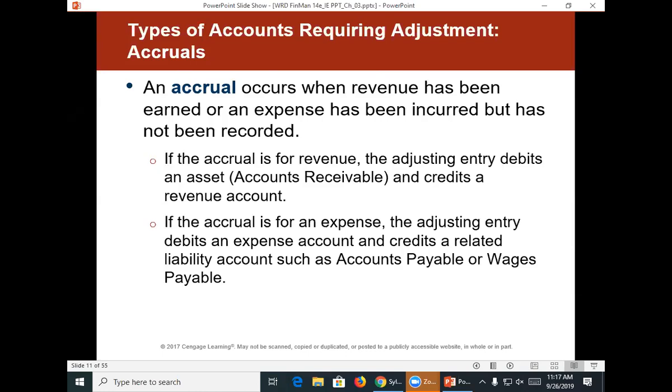On the expense side, again, an accrued expense is an expense that's been incurred and we haven't recognized. So an accrued expense is one that has been incurred and not recognized. The most common adjusting entry for an accrued expense is going to be wages.